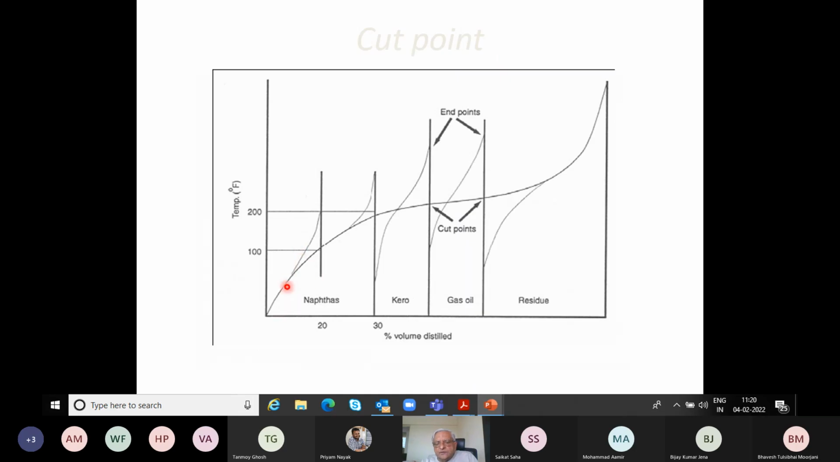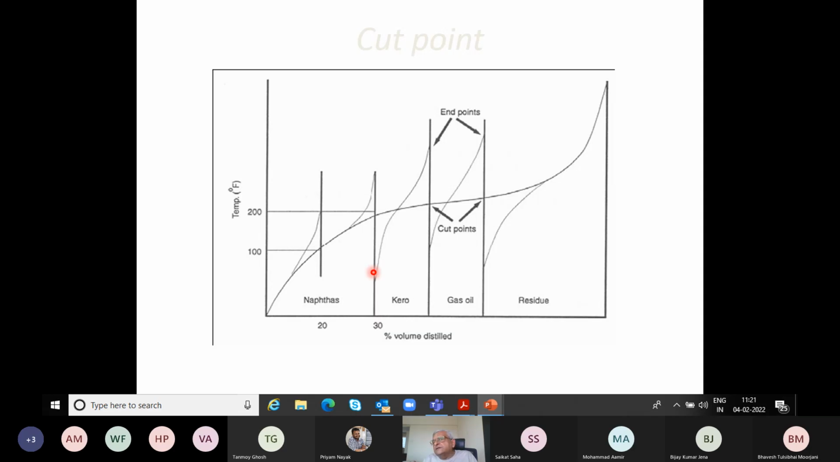Basically, when you withdraw, let's say this is light naphtha, this is heavy naphtha, kerosene, gas oil, you will see that some of the light portion of kerosene goes along with the naphtha as well. And some of the heavy portion of naphtha goes along with the kerosene. It is something very similar to when we distill benzene and toluene, as I gave you an example. Some toluene will go to the top and some benzene will come to the bottom.